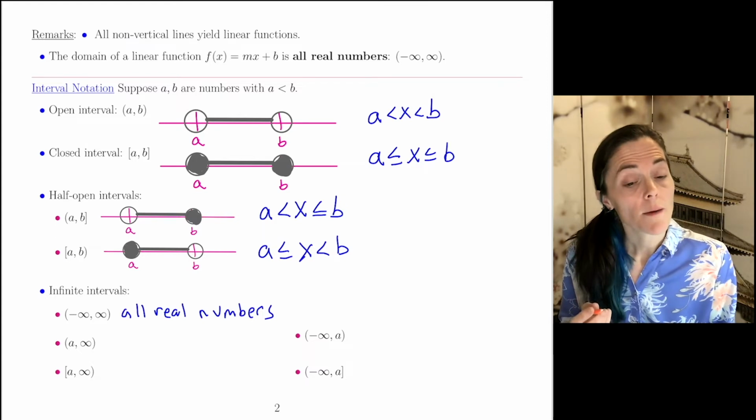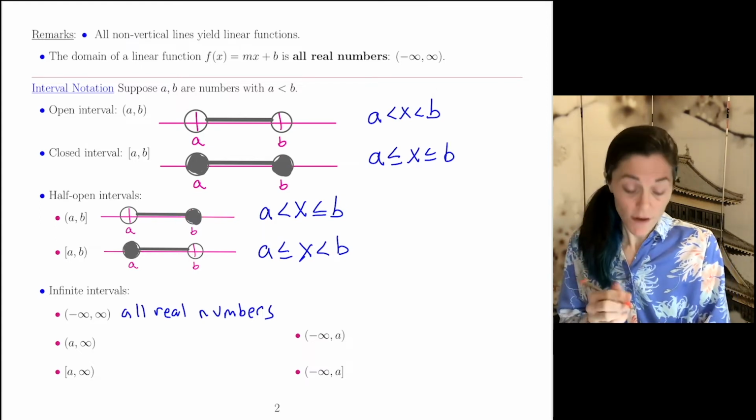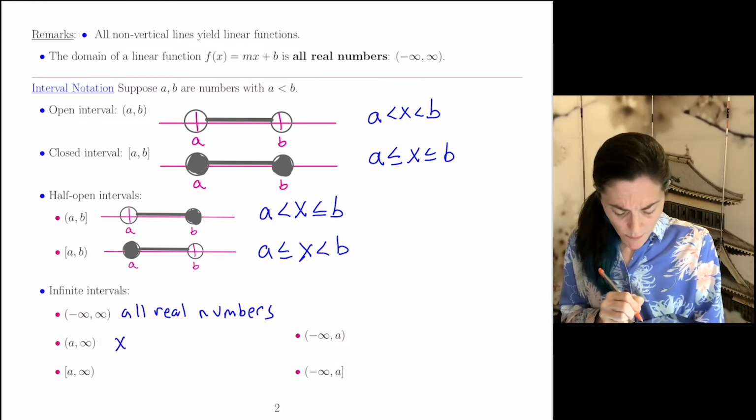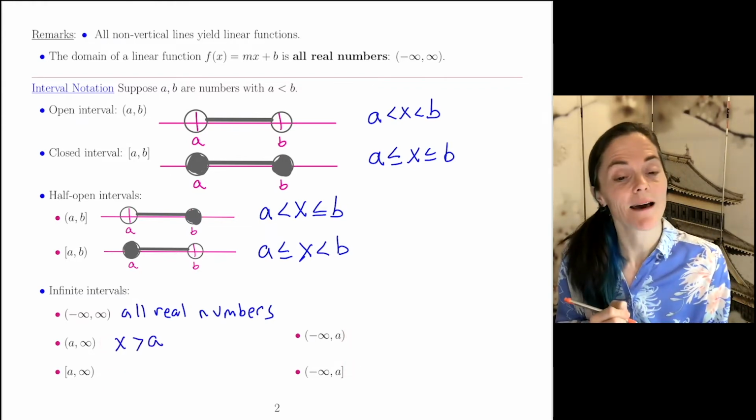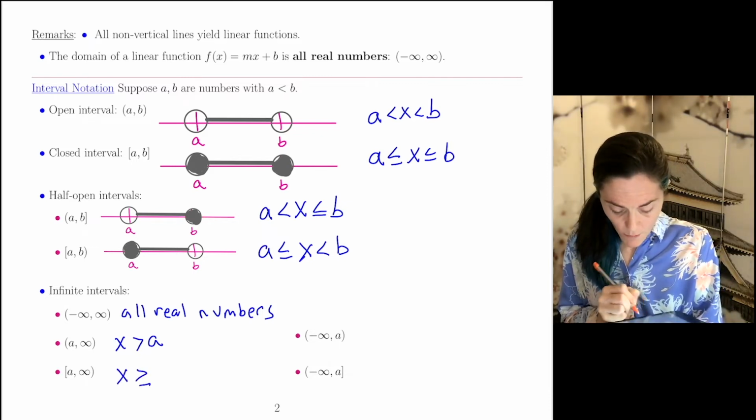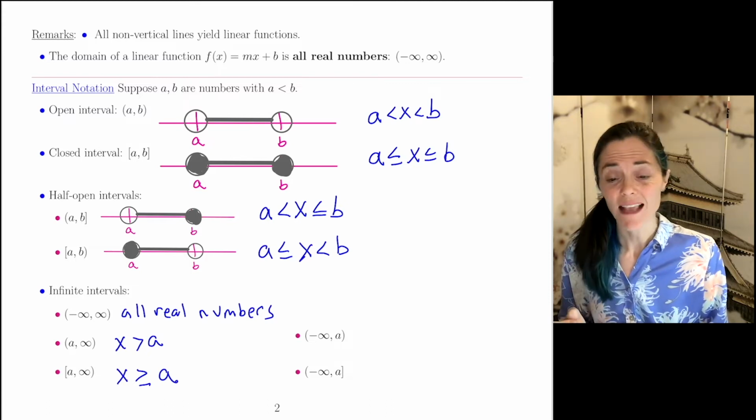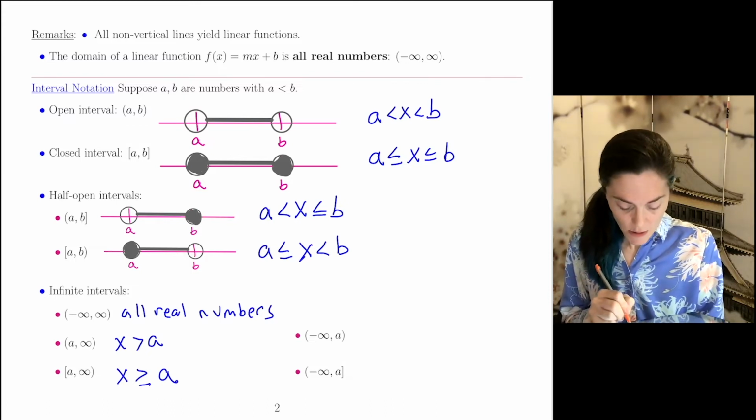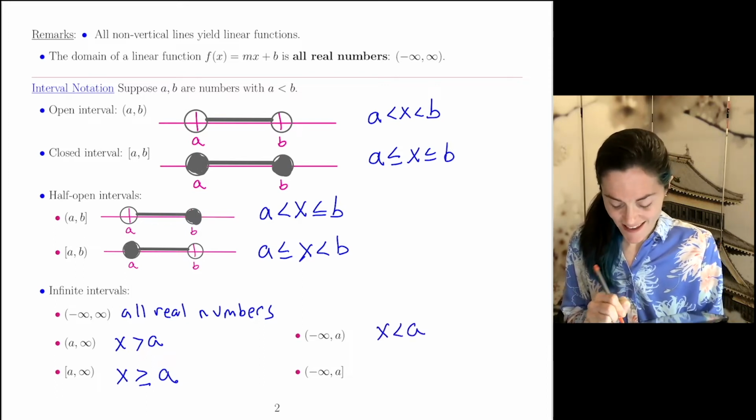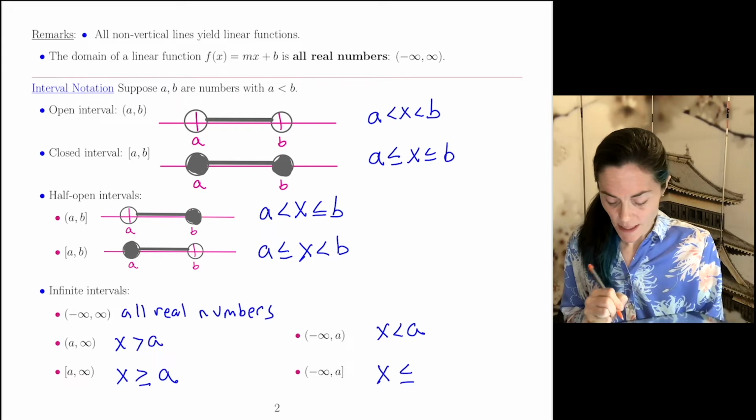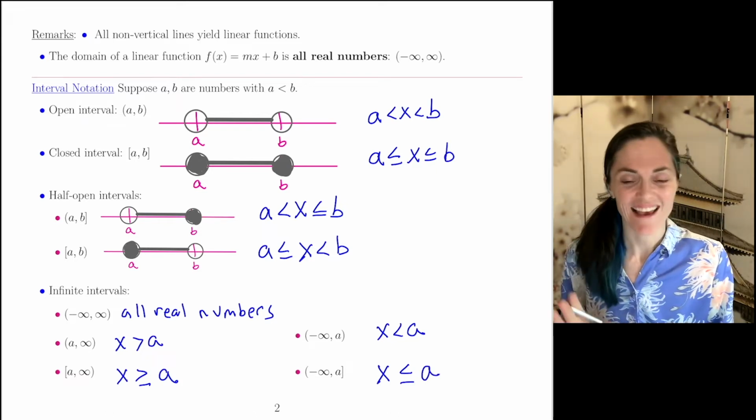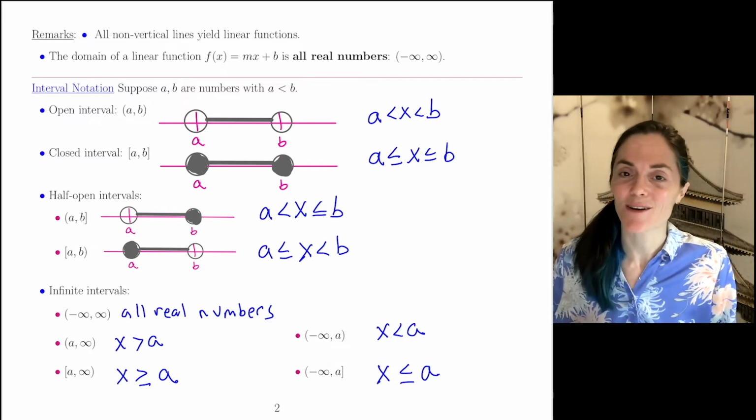And then we have these other 4 types. This says all x bigger than A, right? A is not included because it's open. This one says all x bigger than or equal to A. And similarly, this infinite interval is all x strictly less than A, and this one is all x less than or equal to A.